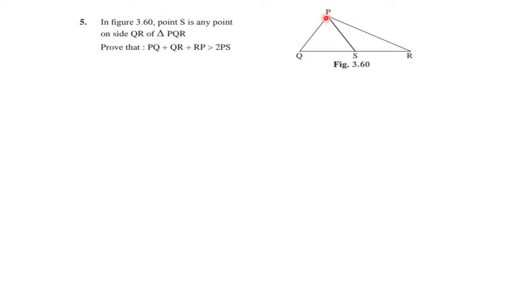Okay, so initially I will take the triangle PQS. Then PQ plus QS is greater than PS. Why am I taking PQ on this side, on the left hand side?